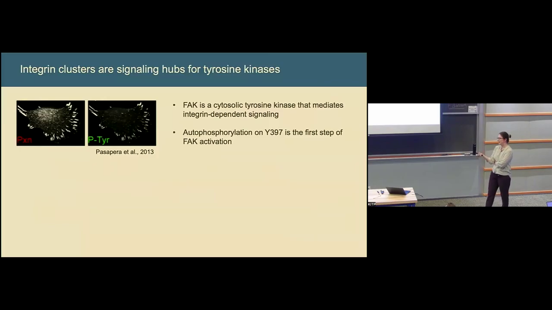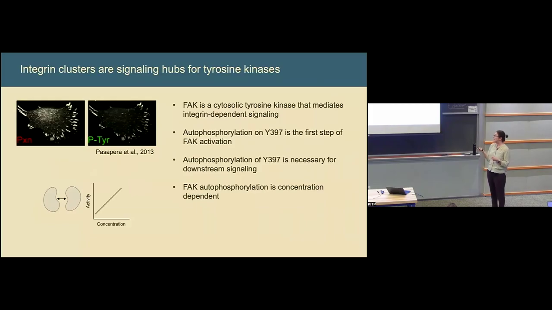So FAK is a kinase, a cytosolic tyrosine kinase. That means it's an enzyme that phosphorylates other proteins. And like many kinases, it has to be activated. So you have to turn on the signaling pathway by the kinase phosphorylating itself. So the first substrate that FAK has is itself, and it phosphorylates on this residue tyrosine 397. And the important thing to know is that this is a phosphorylation that happens in trans, which means that 2 of these kinases have to interact with and phosphorylate each other. So this is a concentration-dependent reaction. And so we hypothesized that maybe forming a condensate would increase the concentration and then perhaps be a way to activate this signaling pathway.